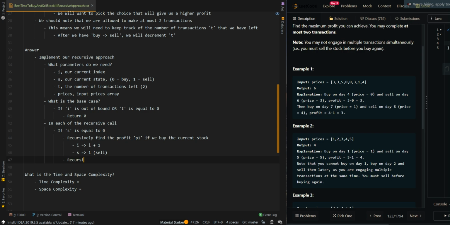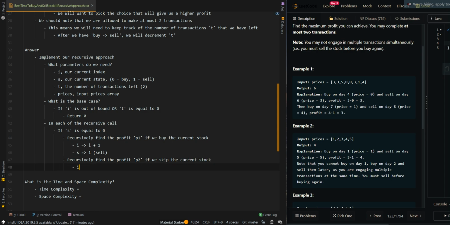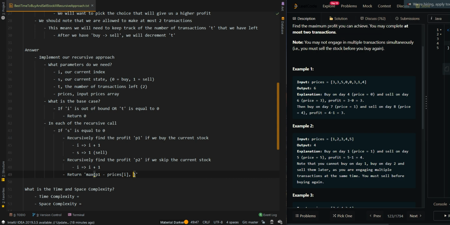Then we're going to recursively find the profit P2 if we skip the current stock. This means we just increment our current index by 1. We just skip the current one. Our state does not change. We're still in the buy state because we skipped the current stock. Then we want to return the maximum value between P1 minus prices[i] and P2. Basically, we are subtracting the current price because we bought the current stock, so the amount of money we have decreases.